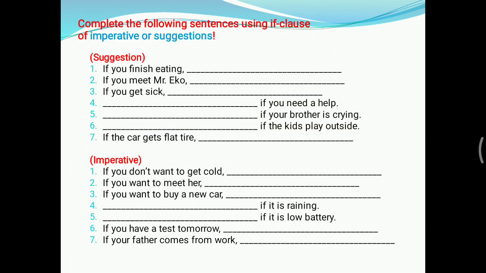Complete the following sentences using if clause of imperative or suggestions. Silakan lengkapilah kalimat ini dengan imperative or suggestions dengan kata-kata sendiri sesuai dengan konteksnya. Yang pertama itu menggunakan suggestions, ya, yang kedua menggunakan imperative.